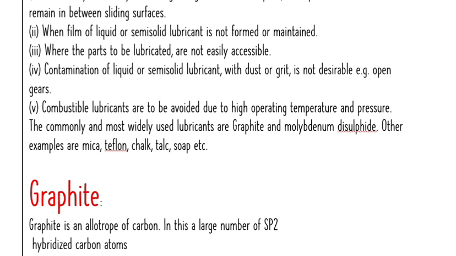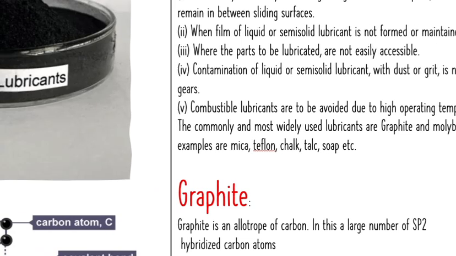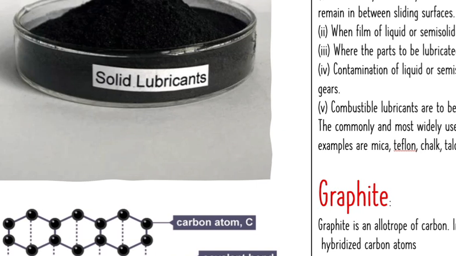Graphite is an allotrope of carbon. In it, a large number of sp2 hybridized carbon atoms are arranged in hexagons in flat parallel layers. This is the structure of graphite, in which each carbon atom is linked with a covalent bond to 3 other carbon atoms.